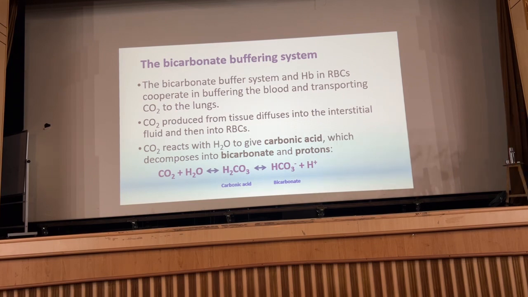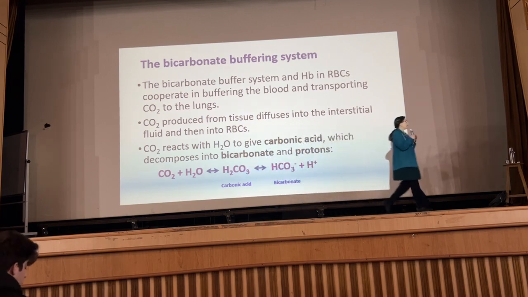So they control the pH of blood within a certain value. Here, this is bicarbonate, the conjugate base, and this is the actual acid. Once you take one proton away from it, what remains is called the conjugate base.